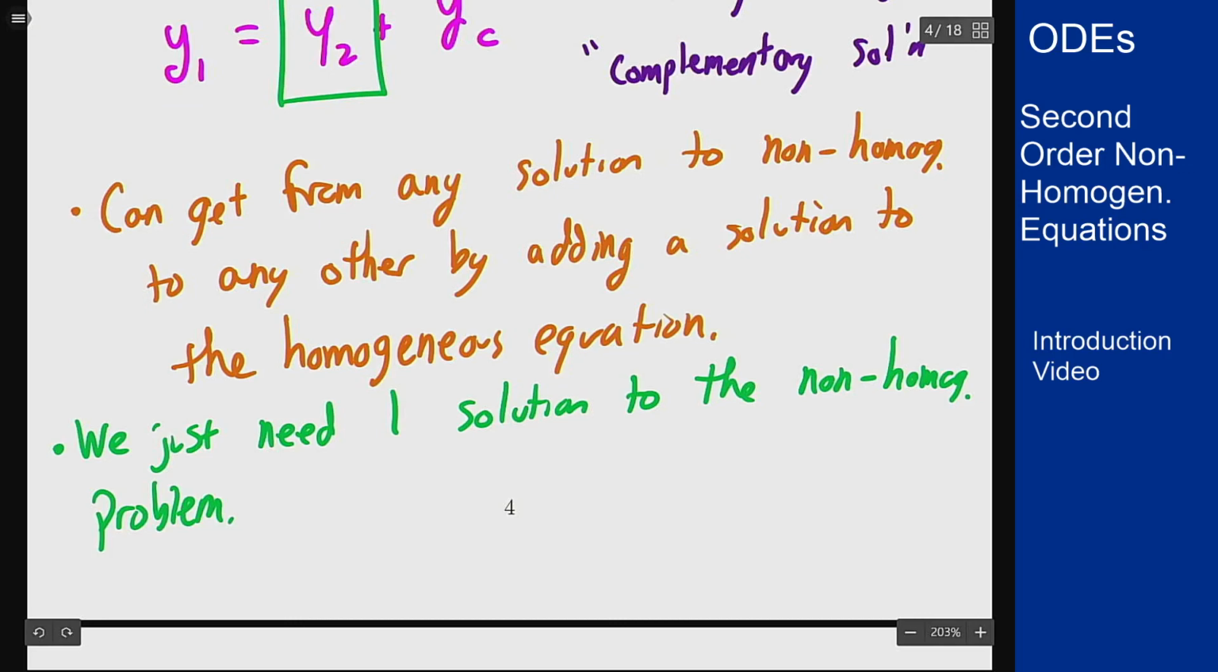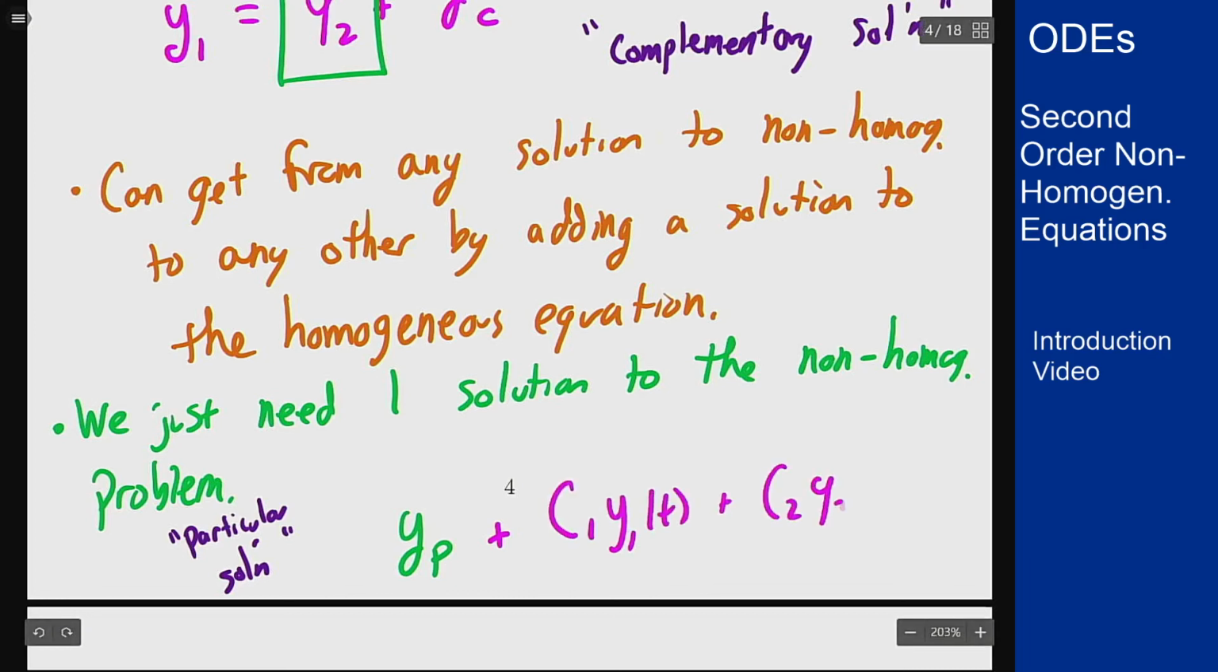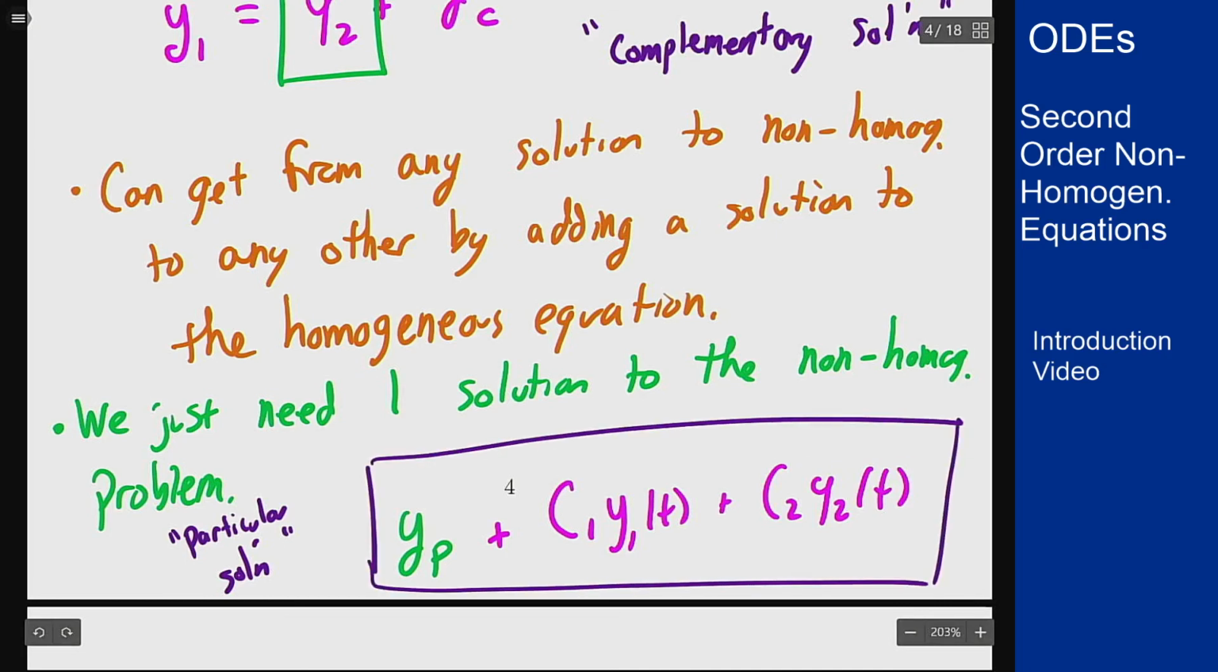And then we can write a general solution as something like this: y sub p, which is going to be our one function that solves the non-homogeneous problem, called the particular solution, plus this yc part, and we know the form of the yc. It's c1 times y1(t) plus c2 times y2(t), where here I've gone back to y1 and y2 being the fundamental set of solutions to the homogeneous problem. So we know that our general solution is going to look something like this for any yp that we find, and then we can use the c1 and c2 from the homogeneous part to do initial conditions.